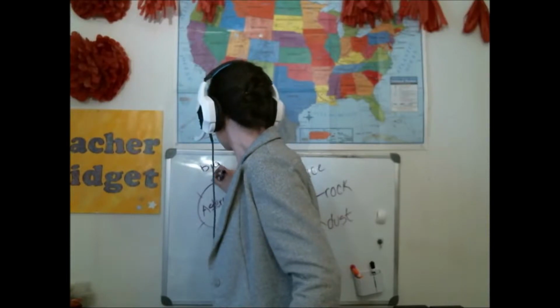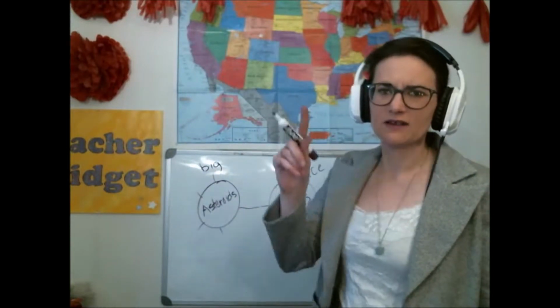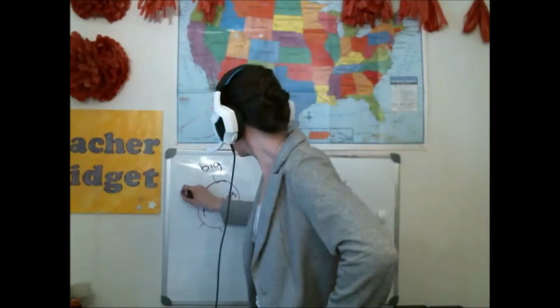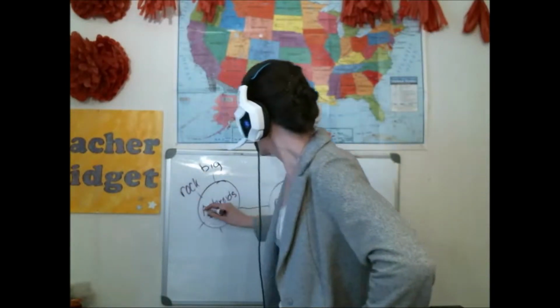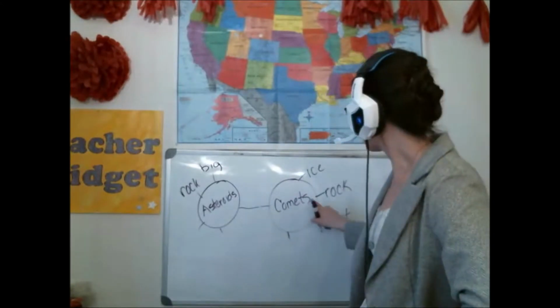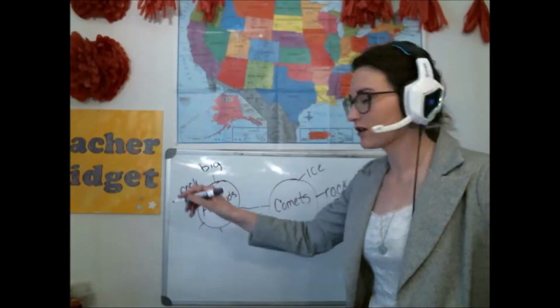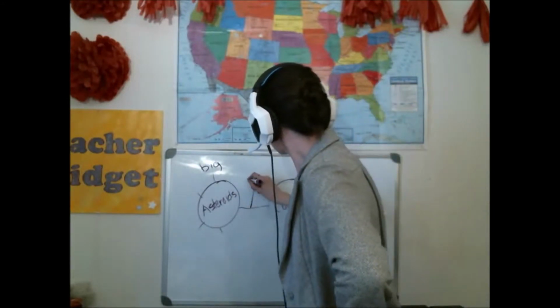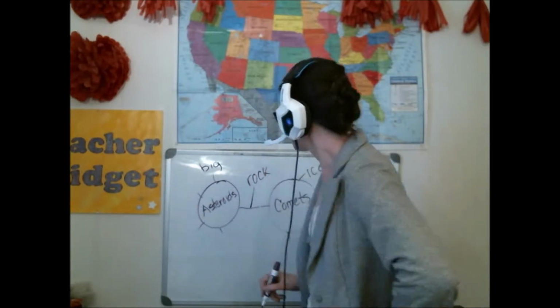They can be very big. What are asteroids made of? Jenny? They're made of rock. Excellent. Okay. Oh, look. Asteroids and comets are both made of rock. Okay, so that doesn't go here. That goes over here. Boop. That's how they are the same.